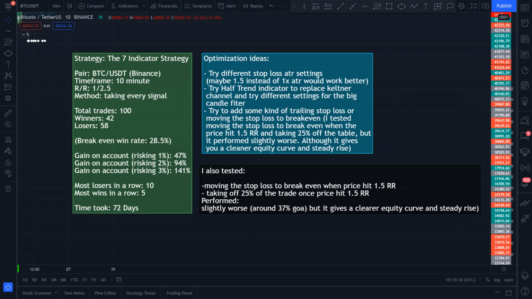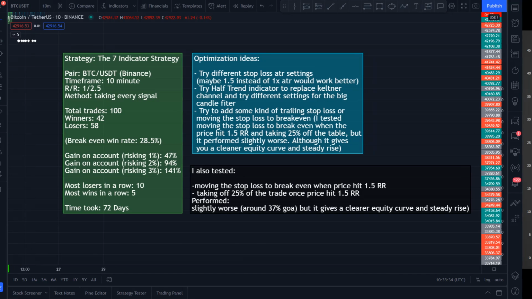And the results are in. Trading the Bitcoin USDT pair on the 10-minute time frame with a risk-to-reward ratio of 1 to 2.5, we had 42 winners and 58 losses, which brings us to a 47% gain on the account, risking 1% per trade. Risking 3% per trade, you could have made around 141% trading this time period. The time it took to complete the 100 backtests was 72 days, which is pretty good for a strategy that performs this great. Now let me show you the equity curve.